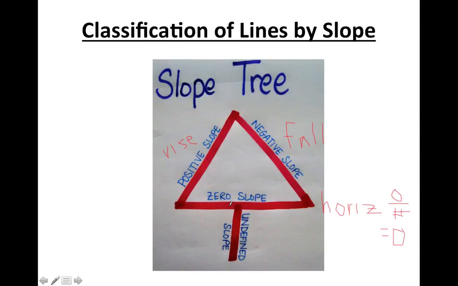Our last type of slope is undefined slope, which gives us a vertical line. And to have an undefined slope, that means you are dividing by 0, so you have any number on top, and you're dividing by 0. Since you cannot divide by 0, to classify this slope, you must write undefined. Do not just leave it in this form here. You have to write undefined to receive all of your points.